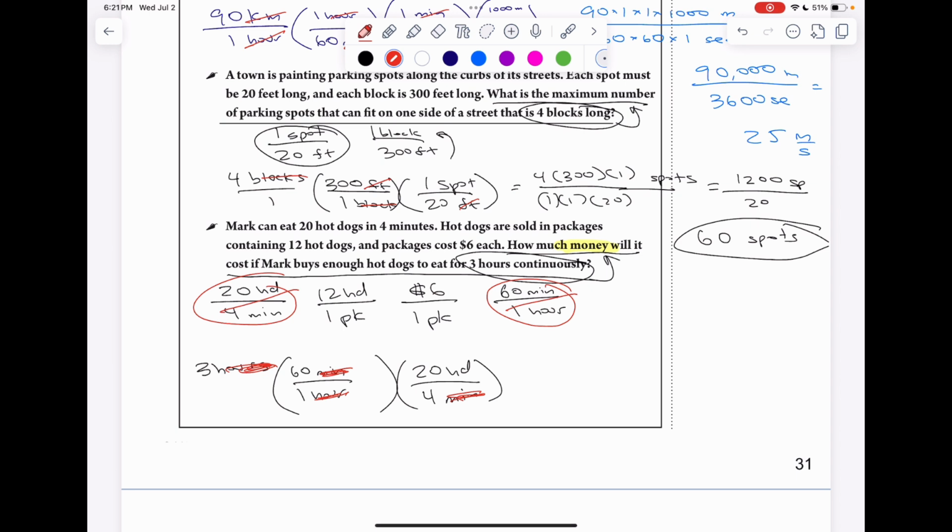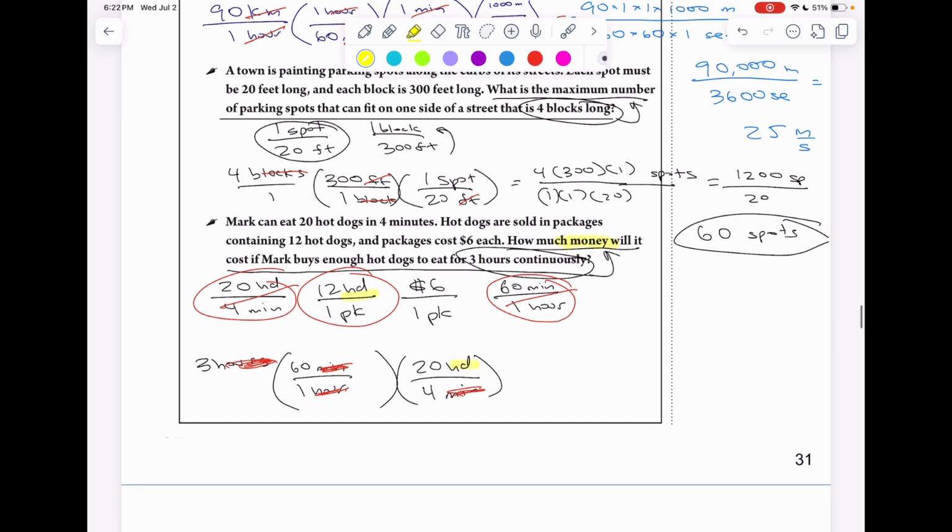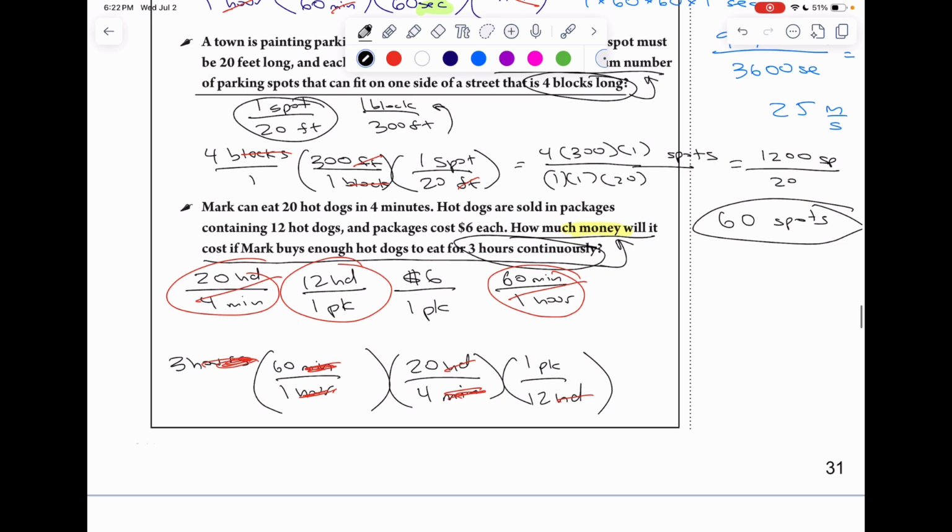I have hot dogs. I need to cancel out hot dogs. So this is my other conversion factor with hot dogs, but I need to invert it because now they're both in the numerator. I have hot dogs in the numerator here and here, but I need one on top, one on bottom. So let's invert our conversion factor. And we'll put one package has 12 hot dogs. My hot dogs are going to cancel each other out, and I'm left with a package.